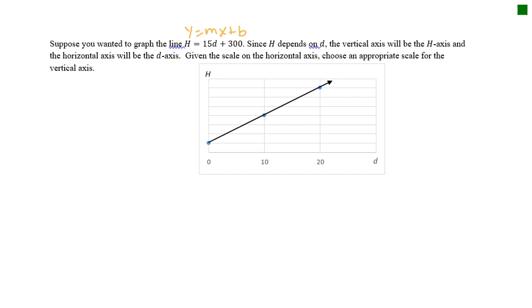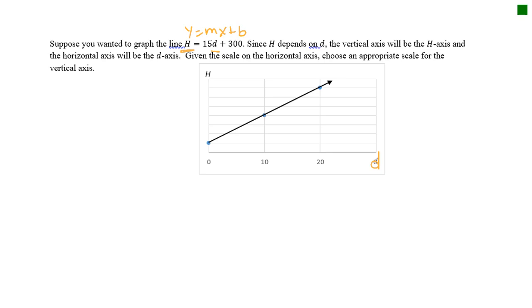Based on this, I know y is the h, m is 15, x has to be d, and b is my y-intercept, which is 300. Since h depends on d, remember I told you y depends on x. There you go, h depends on d. The vertical axis will be the h-axis and the horizontal axis will be the d-axis. Given the scale on the horizontal axis, so d, right, that already gave me my values for the d-axis.